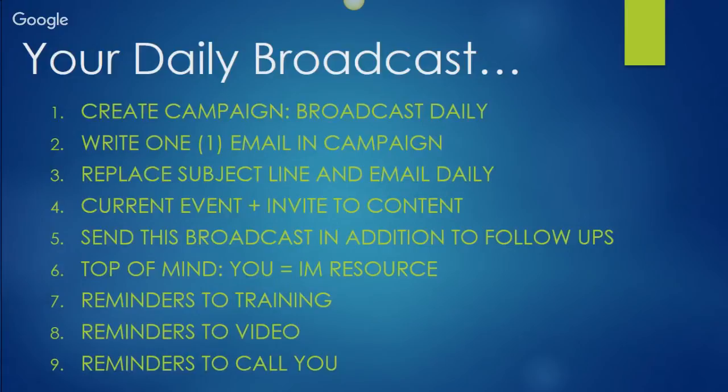Every day, I replace the subject line and the body of that email message. It's my daily email, so I go into the Broadcast Daily campaign, click View, Edit, and open up the existing one email. I go up to the top, change the subject line, write my little email in there, and save it. Then I go back to email, click Send Campaign, select Broadcast Daily, and send it to everybody on my list. That's your Broadcast Daily. It's very easy. I'll show you right now inside the system how to do that.